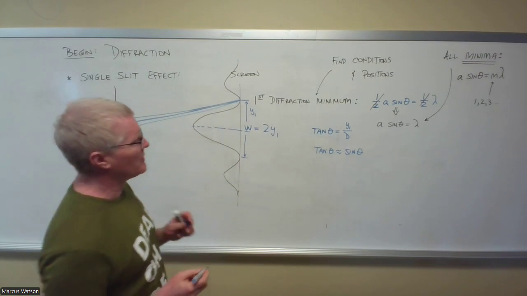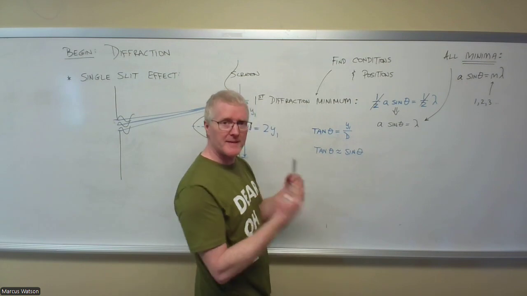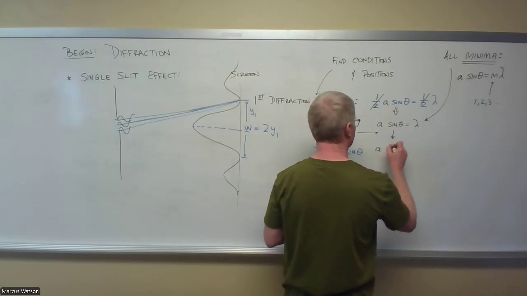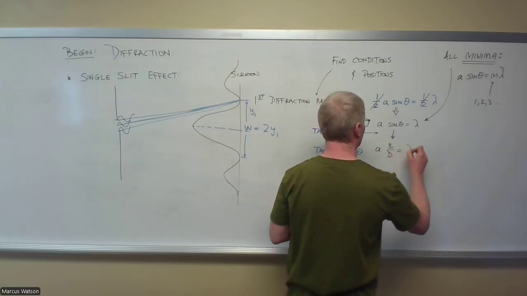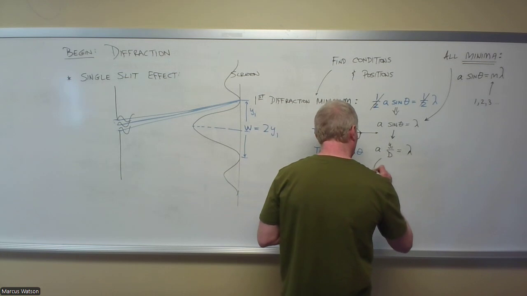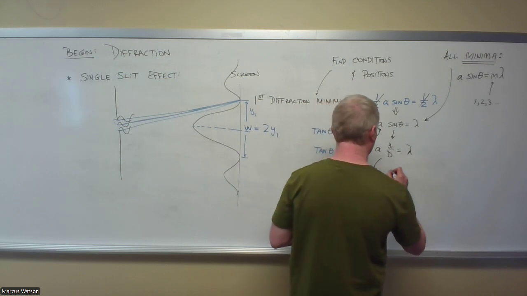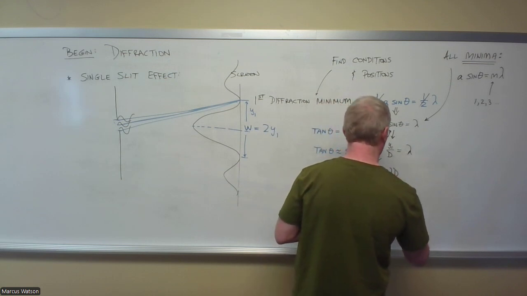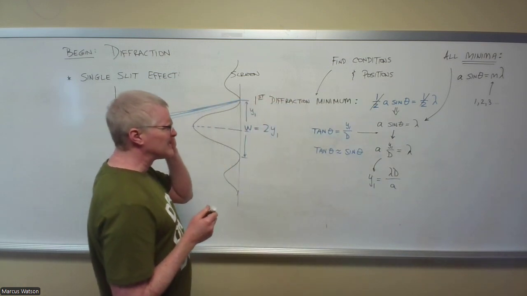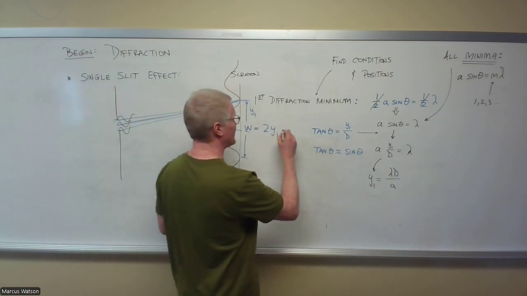Sine and tangent are about equal. So if I do that, then I can go into this and kind of run the same game. That means I can take this and use a times y1 over D equal to lambda. Therefore I get y1, which is capital D divided by A. So that would be y1, and the width of the central maximum would then be twice that.